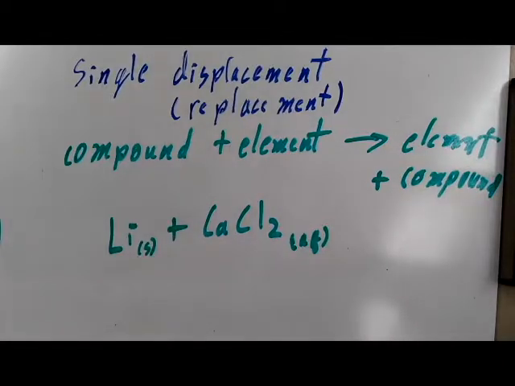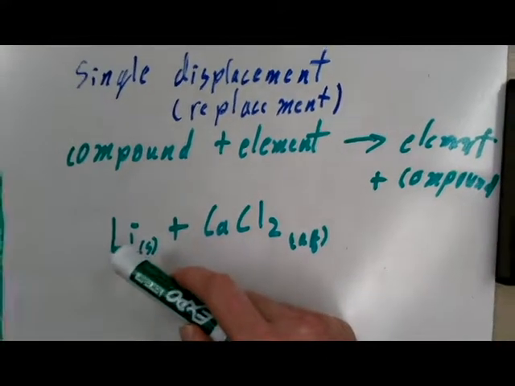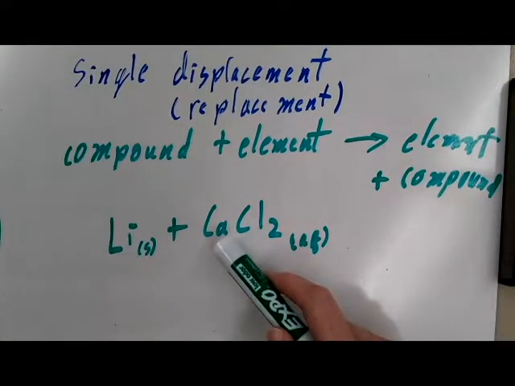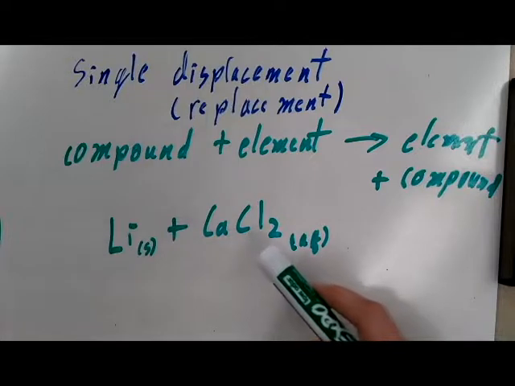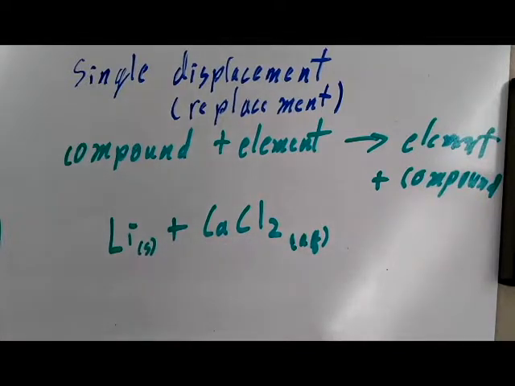So we have our element, we have our compound. So now what we're going to do is compare to see if this lithium wants to be in this compound more than the calcium does. So since lithium is a cation, we're going to compare it to other cations, so therefore it's going to be compared to the calcium, not the chlorine. And we're going to see if this lithium can knock this calcium out of place and take its spot.